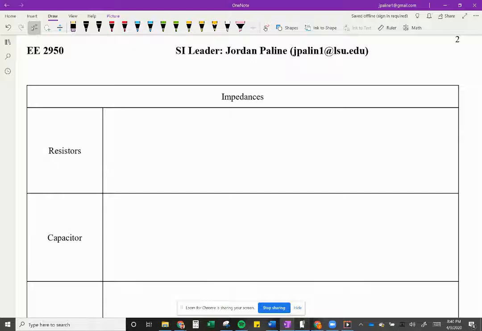So welcome to part 2 of the concepts. So let's look at some new things. So impedances. So what are impedances? So how we relate resistors with ohms.